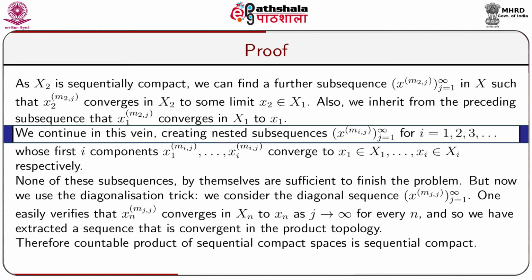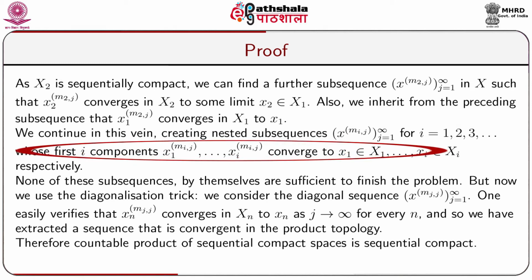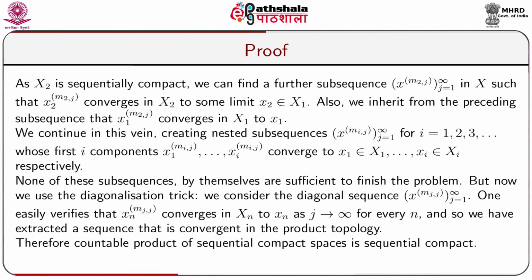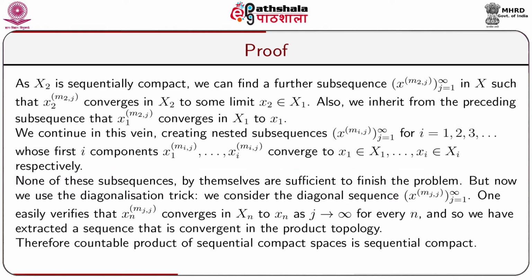We continue in this vein, creating nested subsequences x^{m_{ij}}, j equal to 1 to infinity for i equal to 1, 2, 3, whose first i components x_1^{m_{ij}} up to x_i^{m_{ij}} converge to x_1 belongs to capital X_1 up to x_i belongs to capital X_i respectively. None of these subsequences by themselves are sufficient to finish the problem, but now we can use the diagonalization trick.